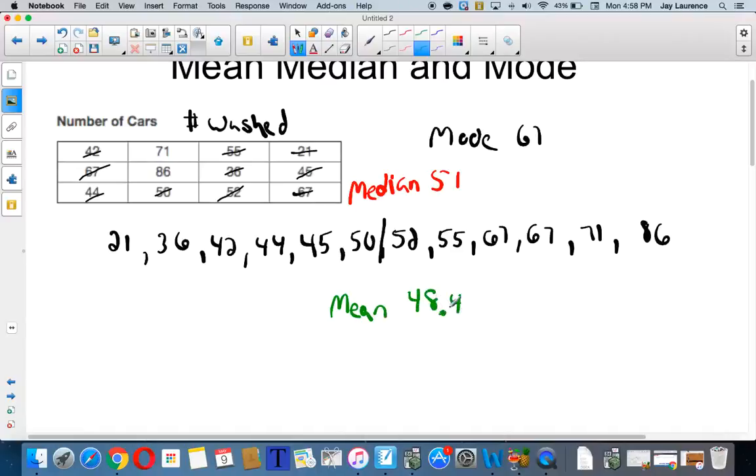Okay? Now, which one would you pick to represent? The median's kind of nice, except 51 to 21 is 30, and 51 to 86 is 35, so it's not smack in the middle of the range, because the range goes all the way from 21 to 86. The mean is 48 and 4/10. You might want to pick that one because it accounts for the outliers. The endpoints, the minimum value and the maximum value, are actually almost the same distance, so they kind of cancel each other out.